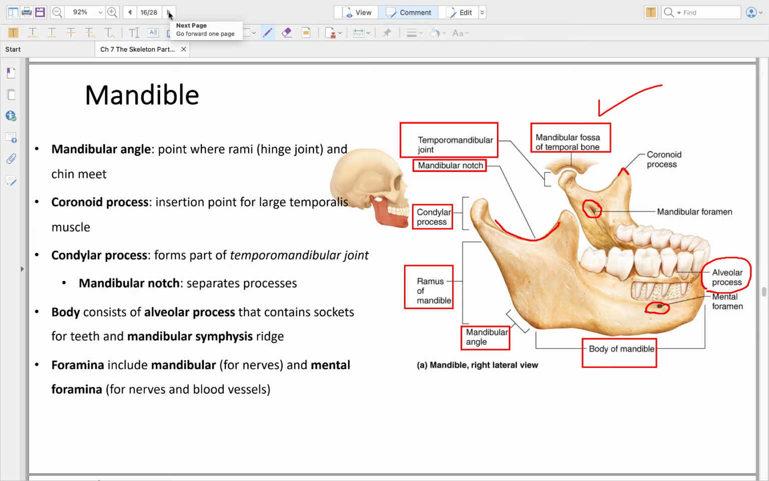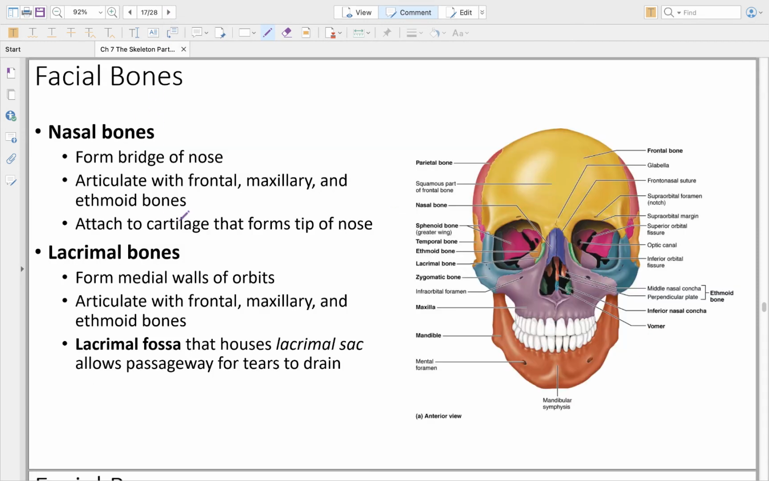Okay, you want to know the mandible and all of the bone markings. The nasal bone. The nasal bone is two pieces, right? That's the first piece, and then its partner is connected right there. This nasal bone forms the bridge of your nose, and it connects to several other bones. It connects to the frontal bone at the top, right there.